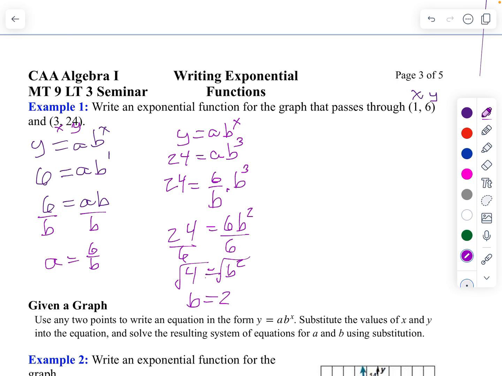Then, in my equation for a, I'm going to say a equals 6 over b, but b is 2, isn't it? So a is 3. Those are the things I'm going to put into my equation for y equals a times b to the x. Doesn't matter the order you put them in, that's what you're going to get. So y equals a, which is 3, b, which is 2. I'm going to raise that to the x power. And there is your answer.